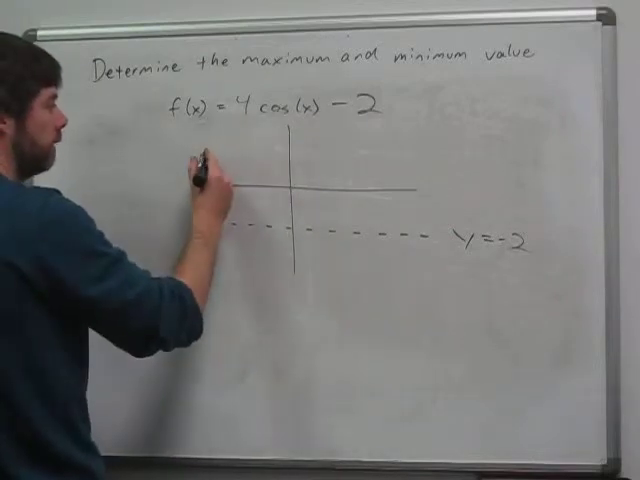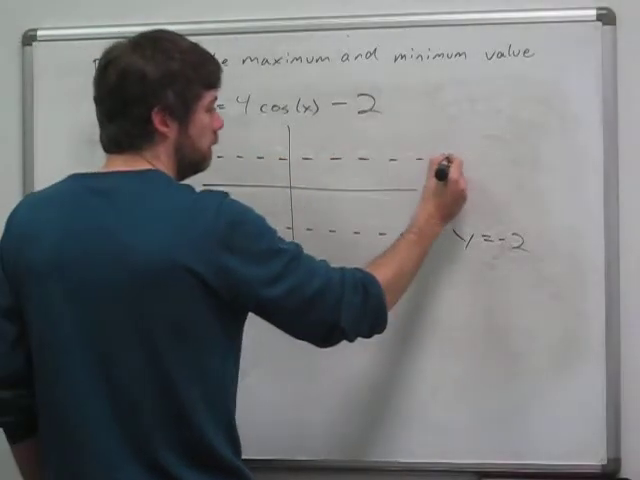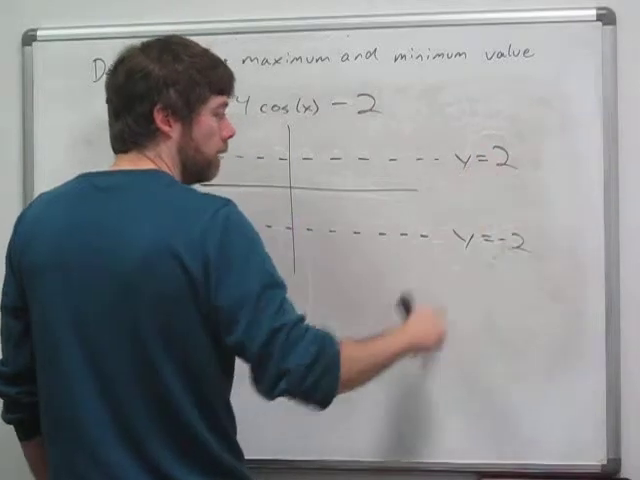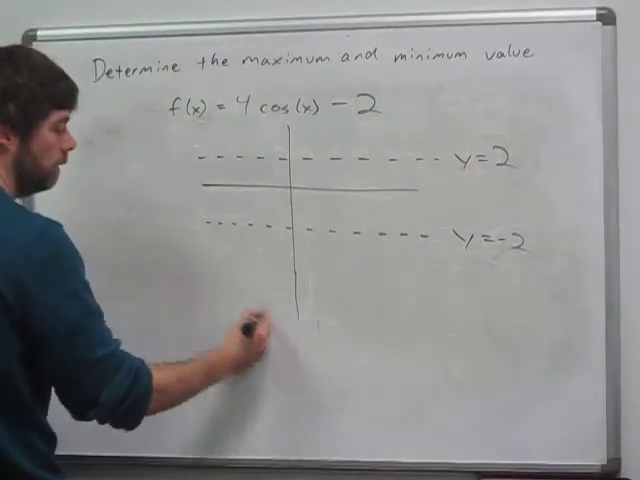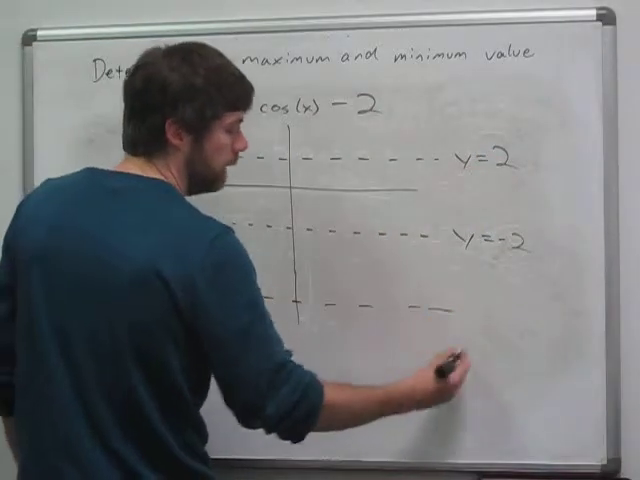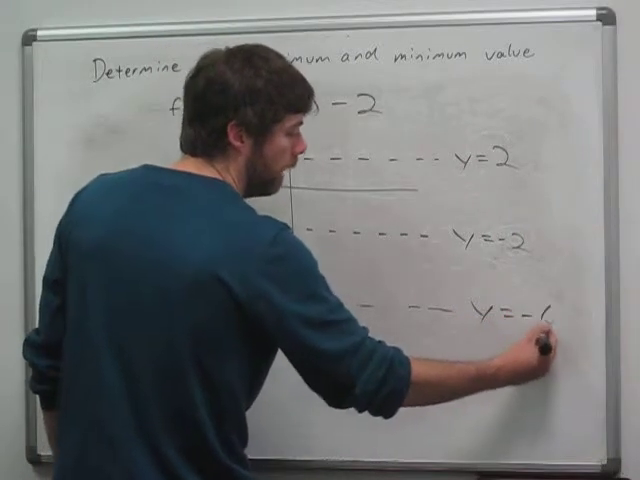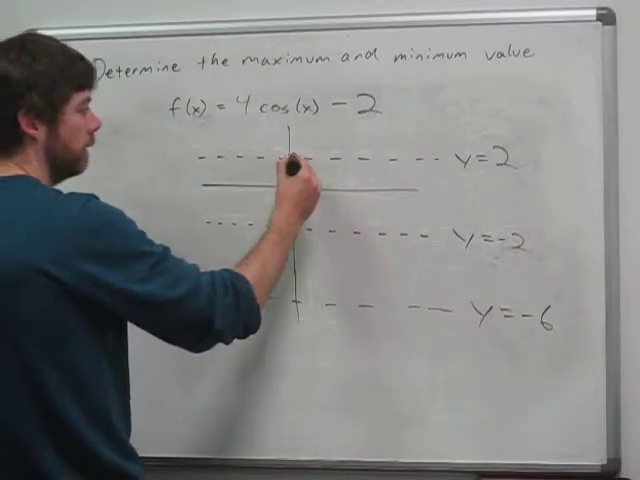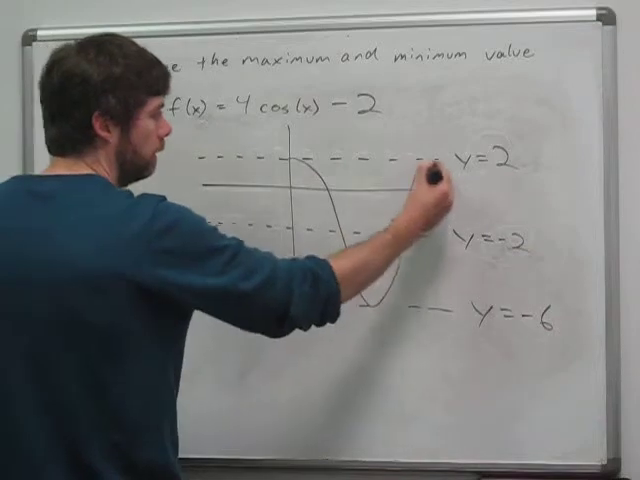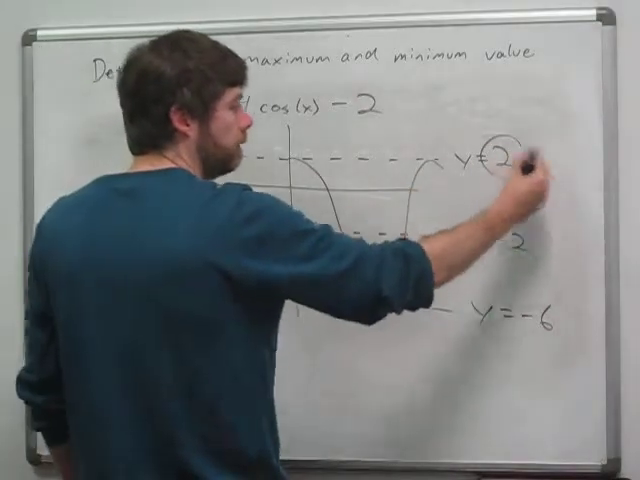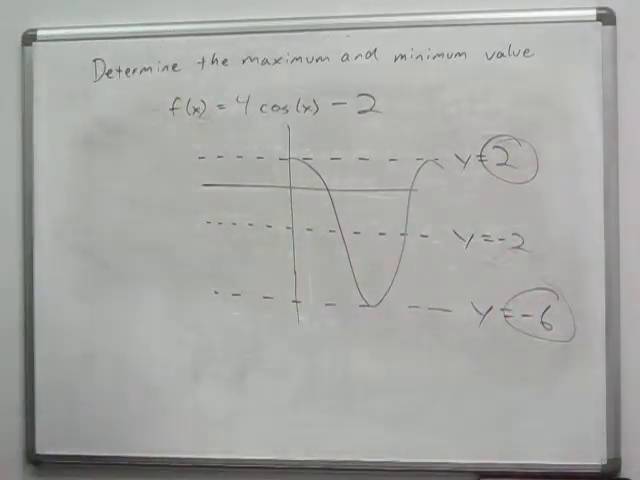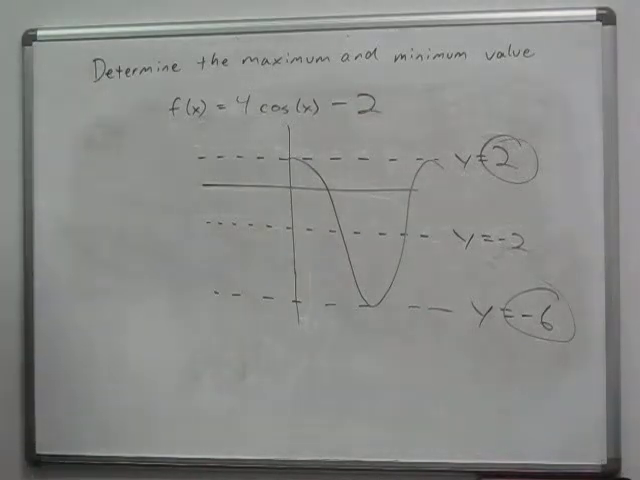The amplitude is 4, so the maximums are going to fall on the line y equal to 2, and the minimums are going to fall on the line y equal to -6. Right? The graph is going to look something like that. So the maximum is 2, minimum -6.